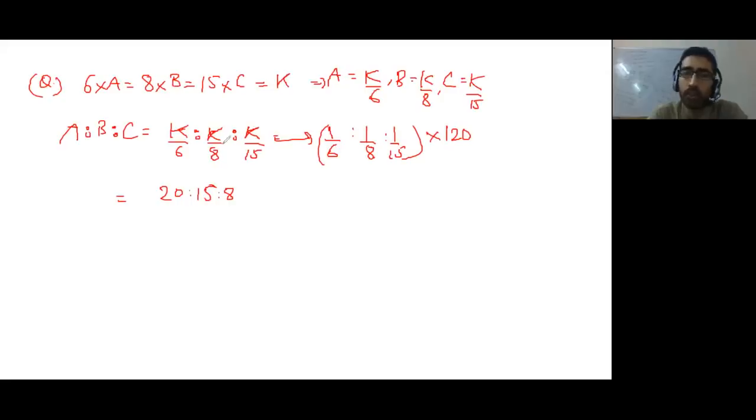I could also, on the other hand, have directly taken K here to be 120. Or 120x, if you feel uncomfortable taking a value. X is some real number. Because then again, A would have become 120x by 6, 20x. B would have become 15x. C would have become 8x. You would have got the exact same ratio. The answer is obviously not going to change. Whether you take 120 or 120x or k, it's all the same. Is this clear? Simple enough, guys?